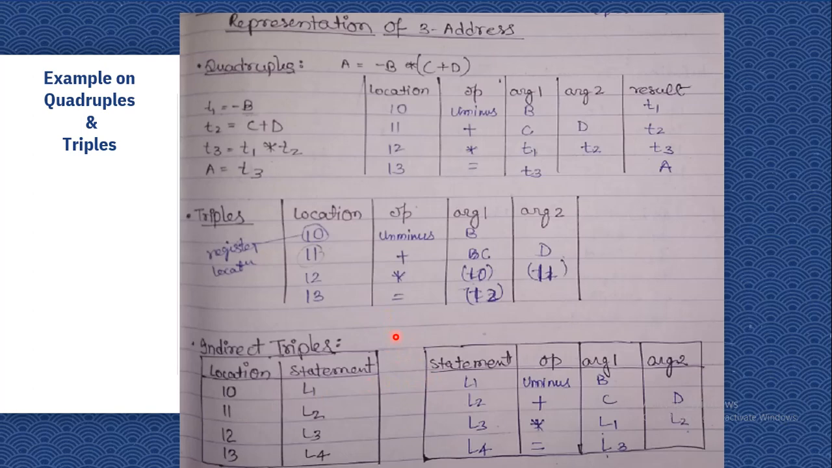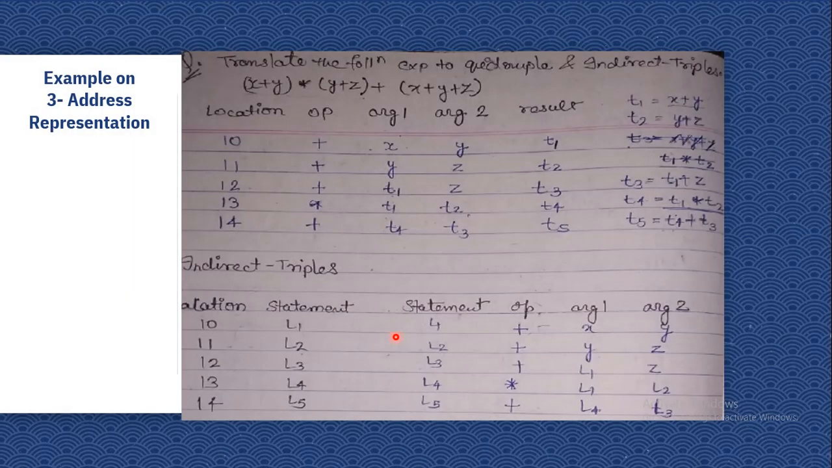So you will get questions like what are quadruples, triples, and indirect triples, what are the benefits and advantages of these, and solve this expression and convert it into quadruples, triples, and indirect triples format. These kinds of questions you will get in your examination. Now coming to another question. The question says translate the polynomial expression to quadruples and indirect triples.